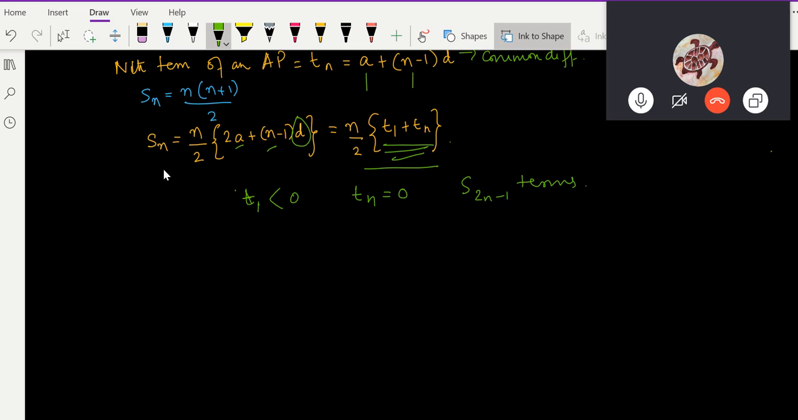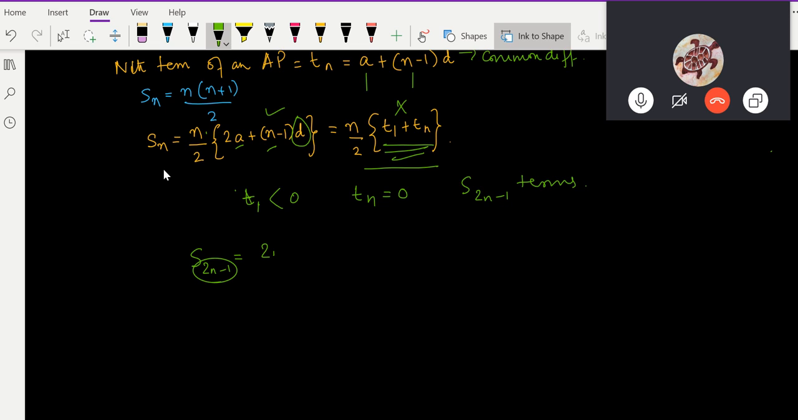We don't know the last term, right? So we cannot use this formula. We have to use Sn = n/2 [2a + (n minus 1) d]. So in place of n, I will write 2n minus 1. Wherever there is n, I will write 2n minus 1. So tell me what this will be.